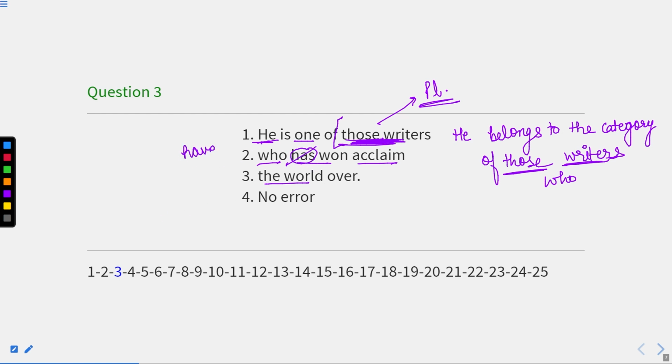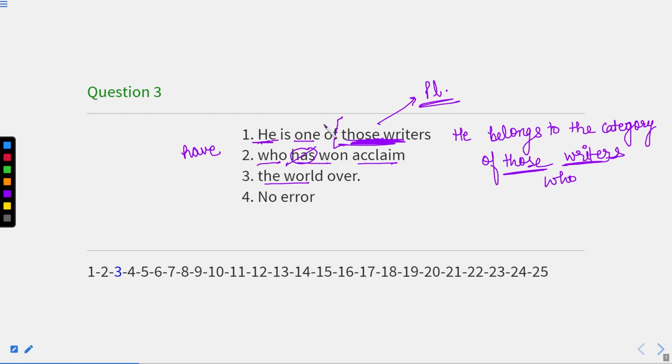So the correct sentence will be: he is one of those writers who have won acclaim the world over. I hope this much is clear to you all. We are not talking about he over here, we are talking about those writers, and it means he belongs to the category of those writers who have won the award.